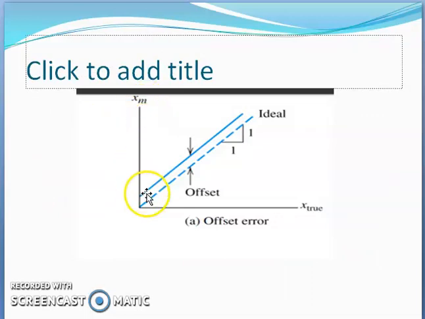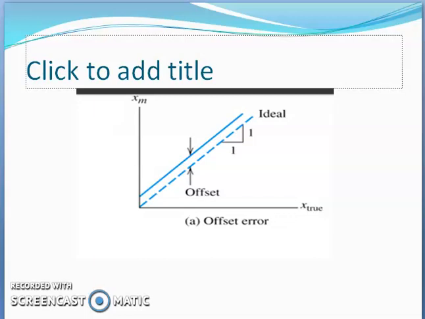So this is the graph plotted between output and input. The dotted line is called the ideal curve, and the straight line is called the practical value that we obtain. And the difference between ideal and practical is called error. Now, in this graph, we can see that the error is constant over the entire range of transducer, and the output deviates from the input by a constant factor.